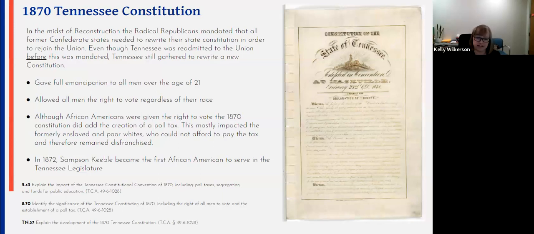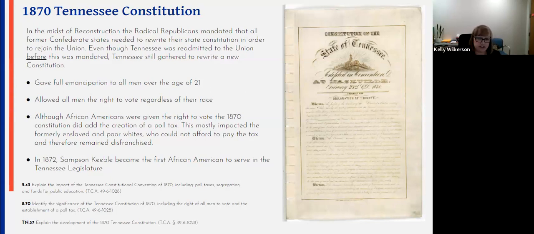This mostly impacts the formerly enslaved and poor whites who could not afford to pay the tax and therefore remain disfranchised. The poll tax, I was looking that up just before this call. According to the Constitution, the poll tax had to be no less than 50 cents and no more than $1. Each county could individually designate what the poll tax was, but it had to be between that 50-cent and $1 rate. So of course there are a lot of folks who are not going to be able to pay that and therefore remain disfranchised.